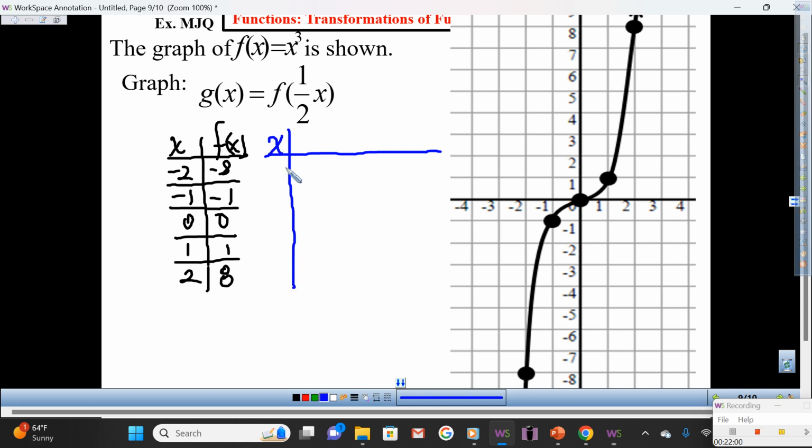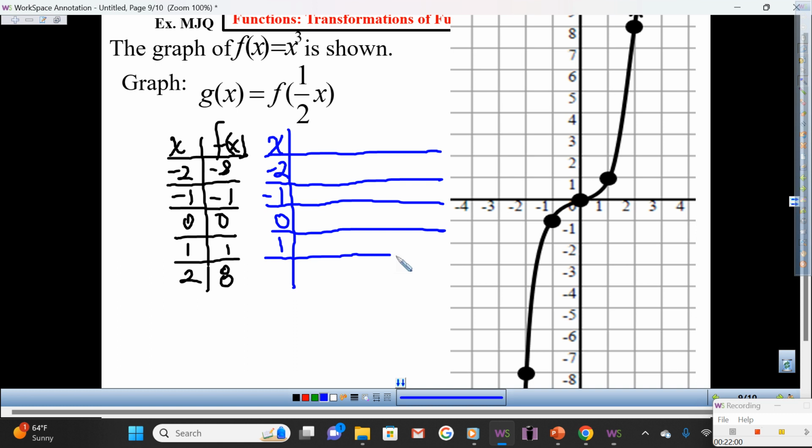X, we're going to still use the same values: -2, -1, 0, 1, and 2. Nice and straight like mine. And here, I want you to write f of 1/2 x to the 3rd power.